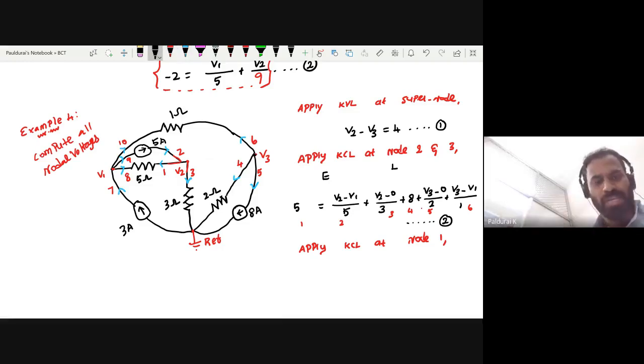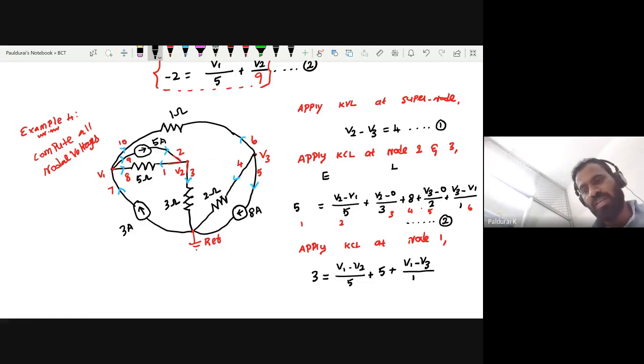So this time apply KCL. Entering current 3 equals the sum of 3 leaving currents. The current flowing through the 5 ohm resistor is V1 minus V2 by 5, plus V1 minus V3 divided by 1. The current flowing through branch number 10 is number 3.